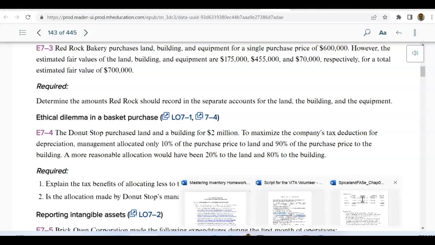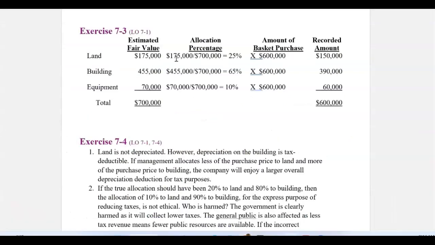And here we go. Land is 175,000 out of 700,000 fair market value. That's 25%. Building is 455,000 out of 700 fair market value. That's 65%. Right? Equipment is 70,000 out of 700. That's 10%. Okay. So we have 25%, 65%, and 10%. If you add them up, it's 100%, correct?